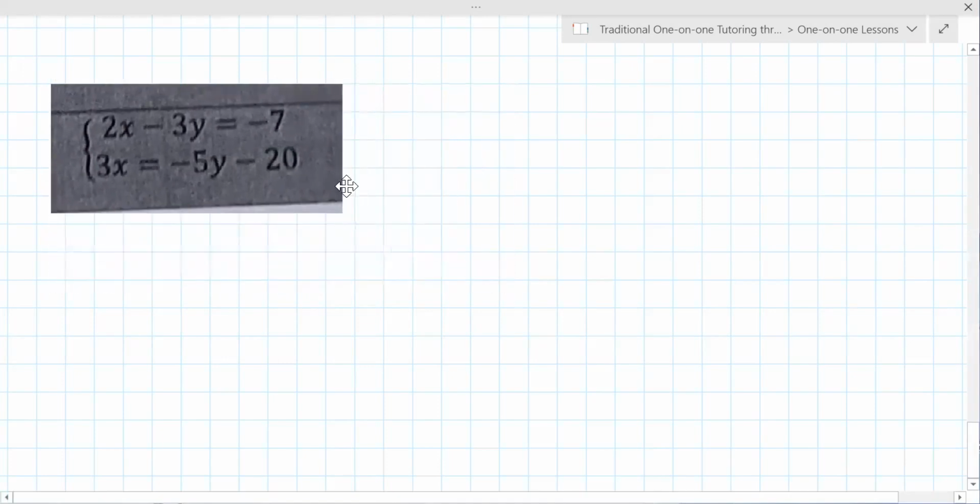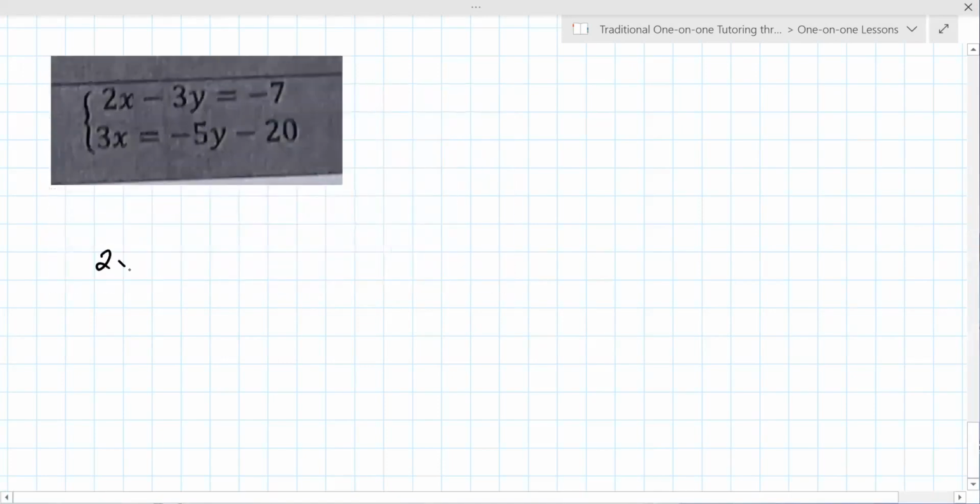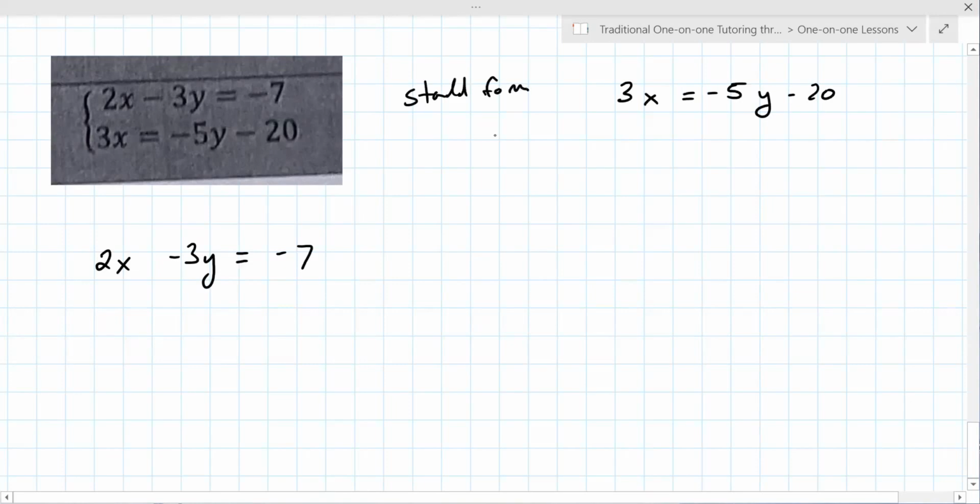It's a little grainy with this. 2x minus 3y equals minus 7. And I'm actually going to write the second equation off to the right here because we're gonna put it in standard form. Standard form is ax plus by equals c. What that means is the variables are on the left and the numbers on the right. Do you see how the variables are on the left here? 2x minus 3y. On this one over here, there's a variable on the left, there's also a variable on the right. So we're going to add 5y to both sides to get the variables on the left.